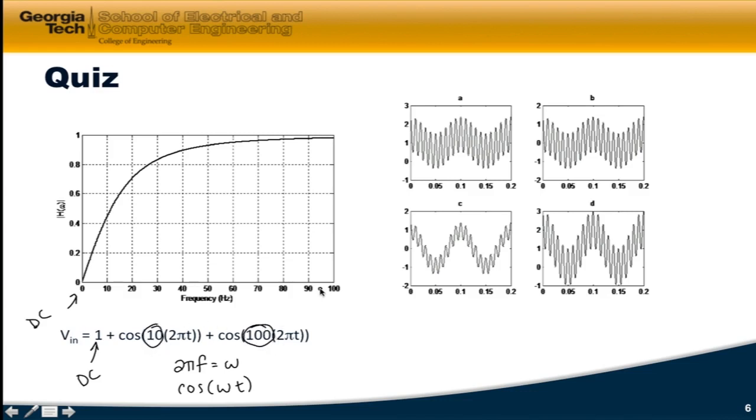So if I wanted to look at the magnitude, this is the magnitude of the transfer function, I would be looking at 10 hertz and 100 hertz. And what I want you to do is figure out, if this is my input, which of these is the corresponding output of a filter with this transfer function.